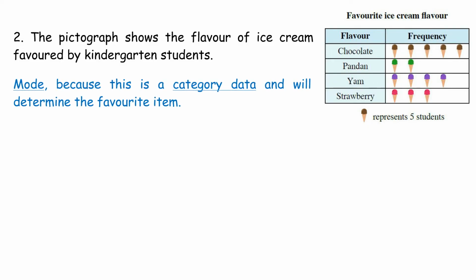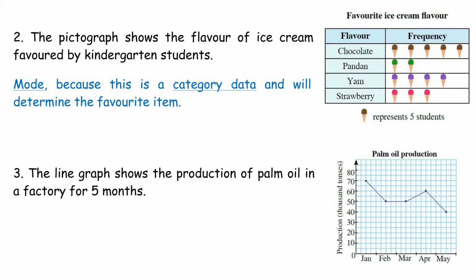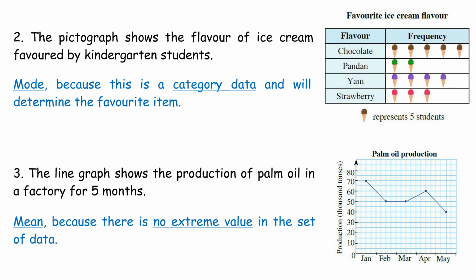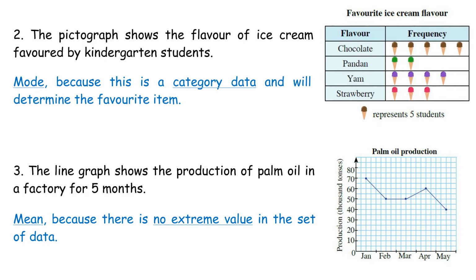Mode, because this is a category data and will determine the favorite item. 3. The line graph shows the production of palm oil in a factory for 5 months. Mean, because there is no extreme value in the set of data.